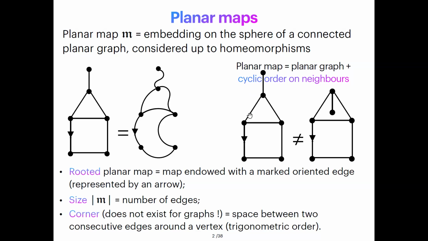So all my planar maps will be rooted, which means that I distinguish an oriented edge, which I draw by a little arrow, just like this. The size of a map is its number of edges. And contrary to graphs, we have a notion of corner, which is exactly what you imagine a corner to be. It's the space between two edges. And notice that I have drawn my maps on the plane. It's the same thing as drawing them on the sphere by stereographic projection.